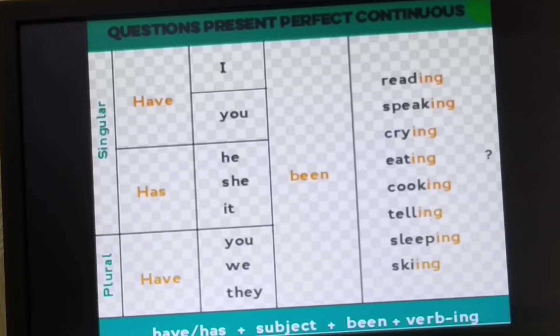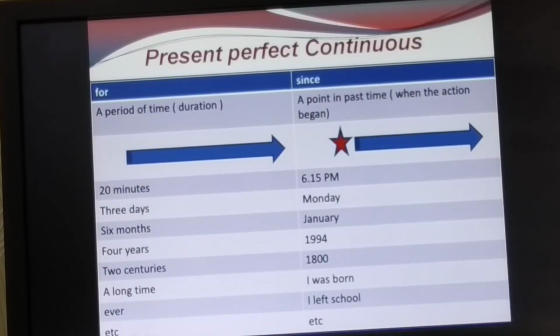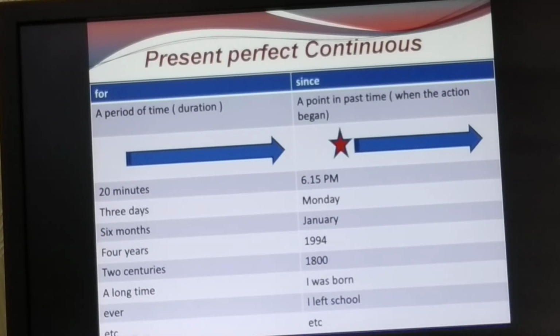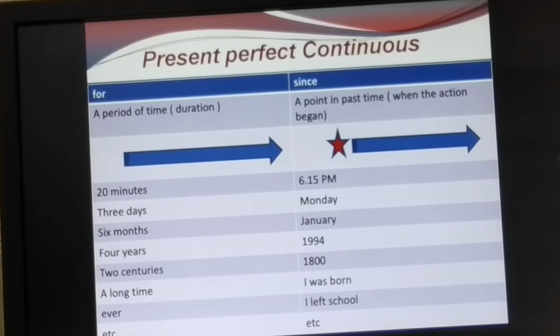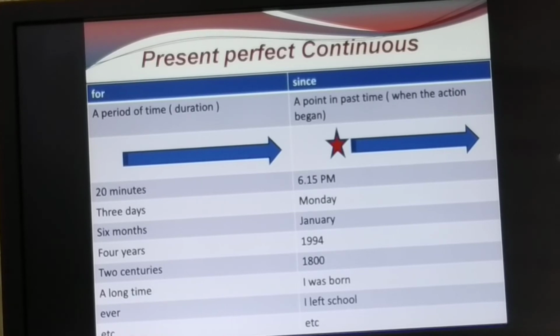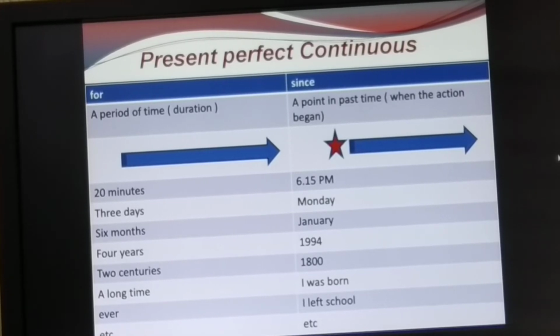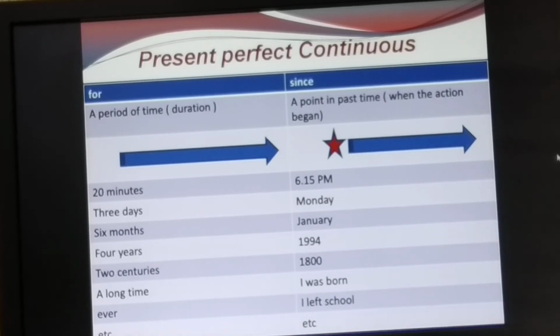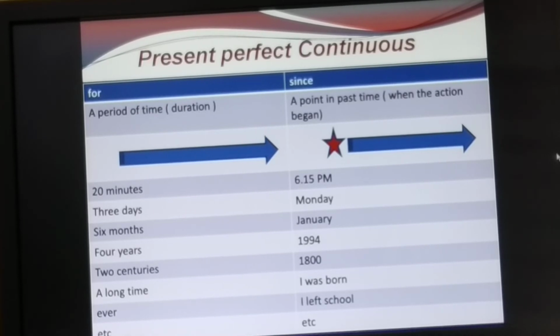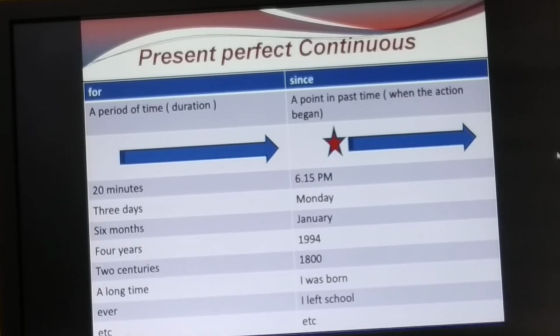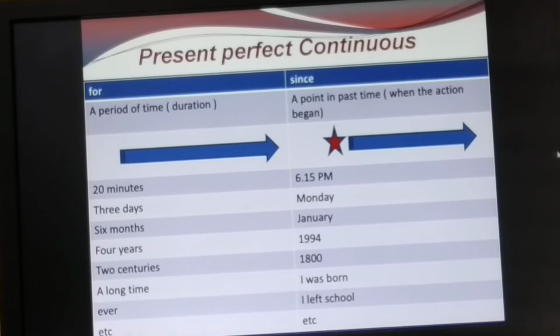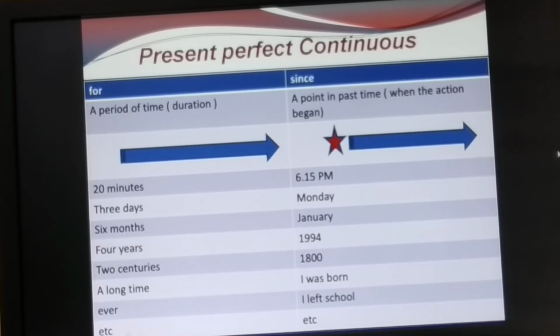Okay, now my dear students, there is a confusion about where we can use for or since in present perfect continuous tense. When you are referring to a time or duration, a period of time that has been happening, you can use for. On the other hand, when the time referred to is a point in past time or when the action began, we will use since. For example, 20 minutes, 3 days, 6 months. All these are referring to a duration for how long the action or event has been happening.